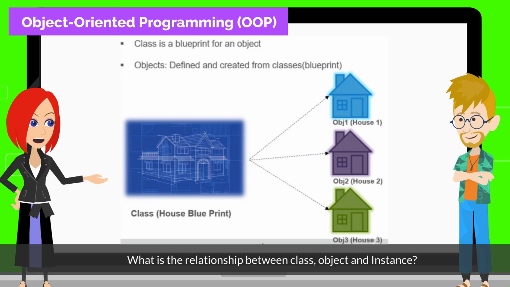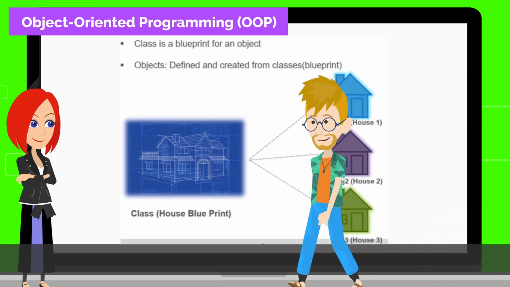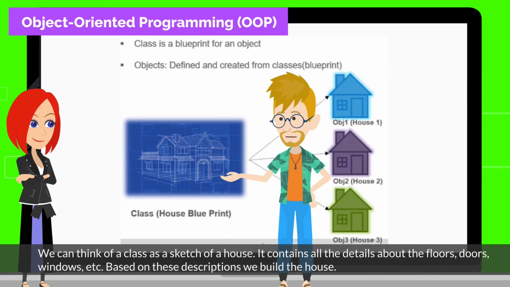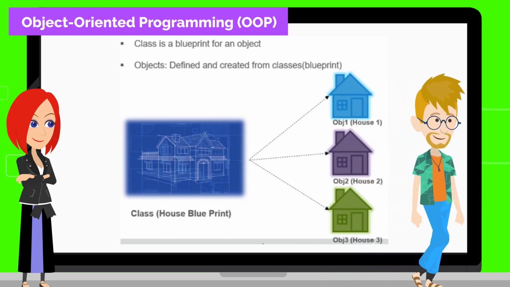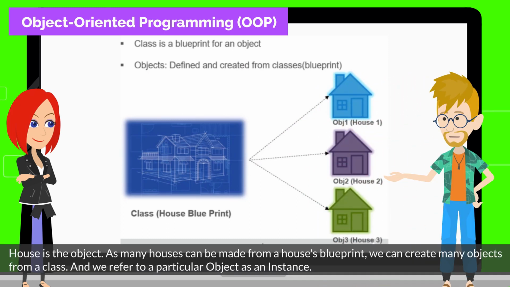What is the relationship between class, object, and instance? We can think of a class as a sketch of a house. It contains all of the details about the floors, doors, windows, etc. Based on these descriptions, we build the house. House is the object. As many houses can be made from a house's blueprint, we can create many objects from a class, and we refer to a particular object as an instance.